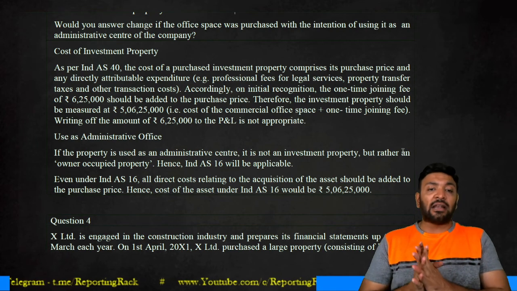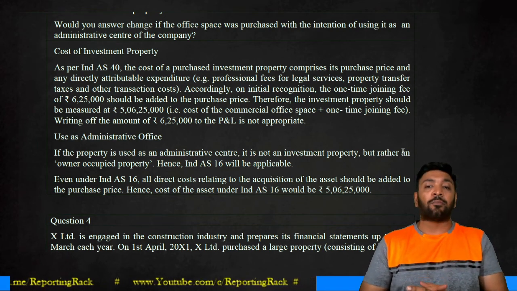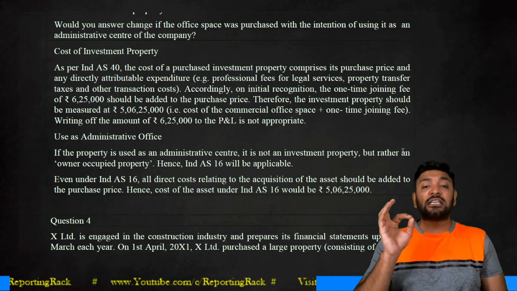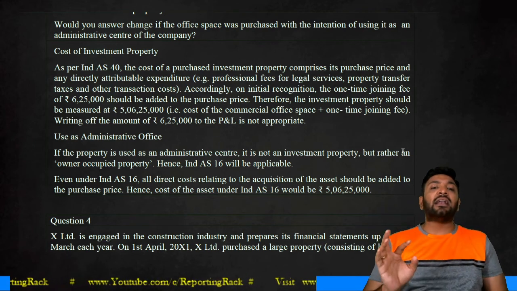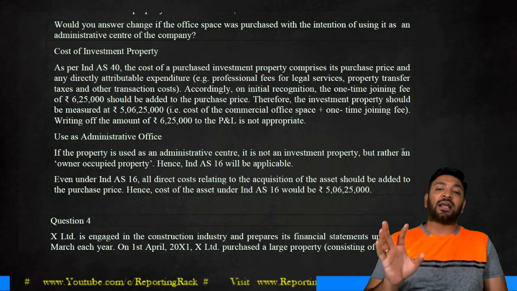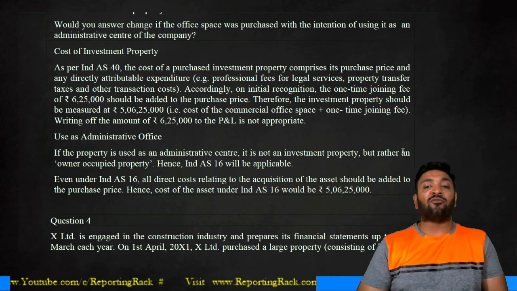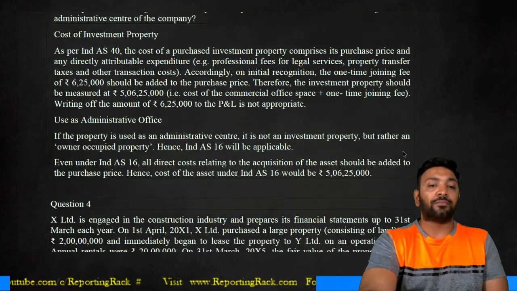If the property is used as an administrative center and not as investment property, then Ind AS 16 shall be applicable. Even under Ind AS 16, all direct costs of acquisition should be added to the purchase price. So the cost of the asset under Ind AS 16 is also the same thing, 5,06,25,000.